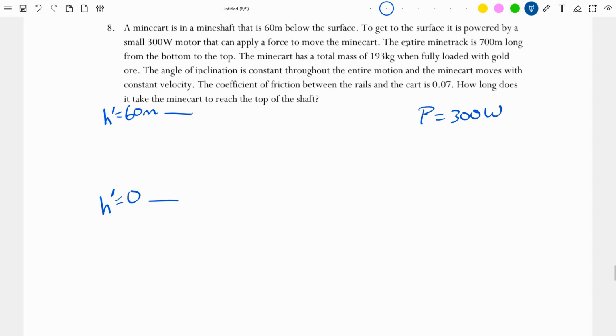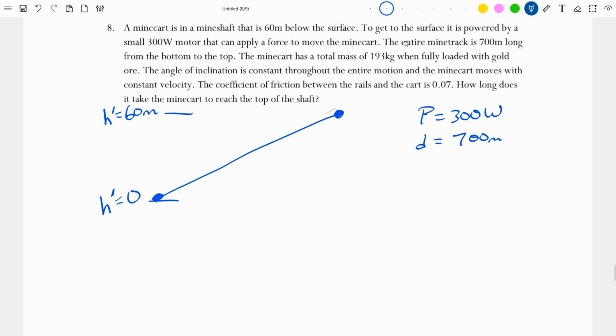The entire track is 700 meters long. Okay, so that's the distance of the track, 700 meters. I'm assuming it's one continuous track. So in effect, if we visualize them starting here, then they have traveled up to here. This is definitely not to scale. Vertically, this is 60 meters, but horizontally, along this path, it is 700 meters.